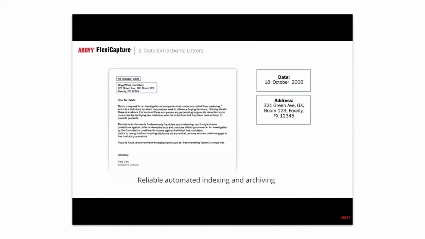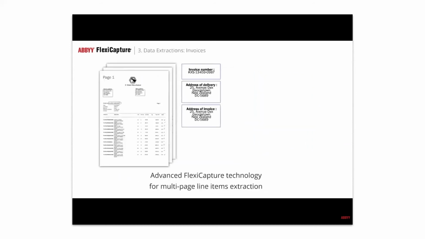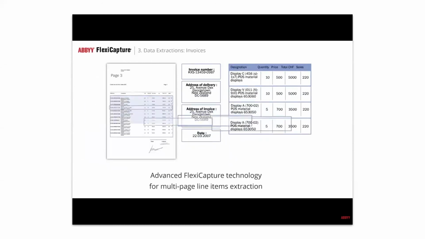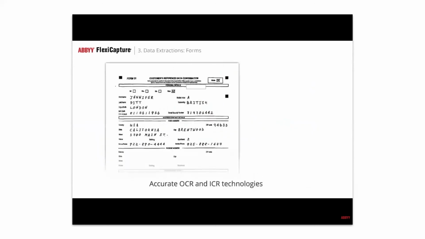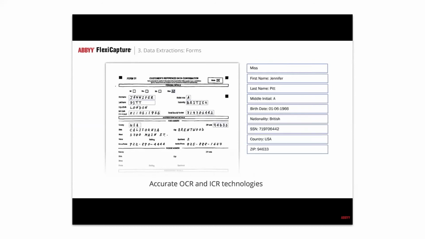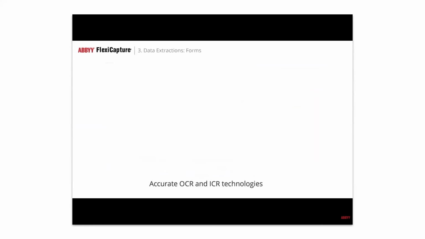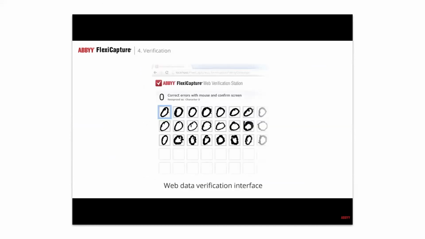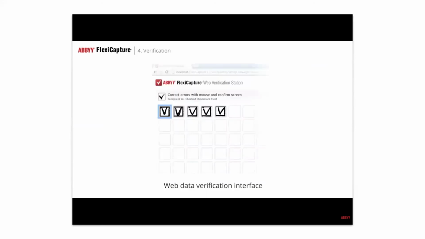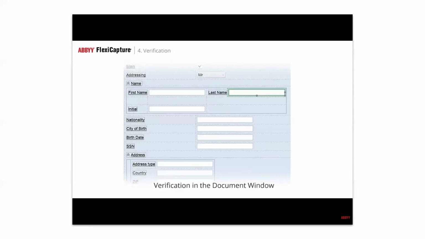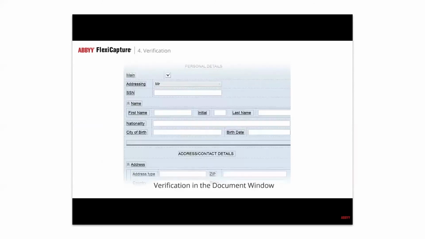Captured information can be used for automated indexing and archiving. FlexiCapture is able to extract data from any kind of document, including those with complex structures like invoices and multi-page documents. ABBYY's award-winning optical character recognition and intelligent character recognition technologies ensure exceptional accuracy. Characters that are considered uncertain can be verified by an operator right in the web browser using different verification methods. Furthermore, you may customize the verification interface or add custom modules and rules to fit a particular business process.